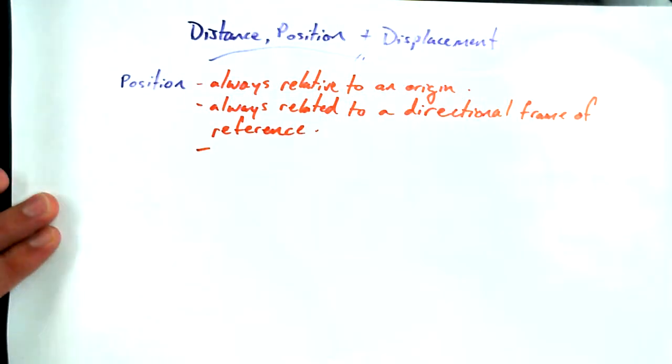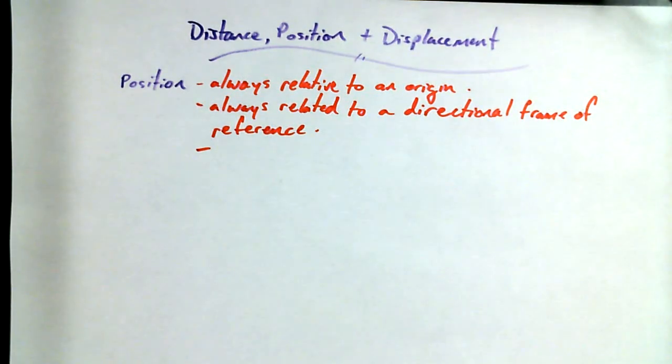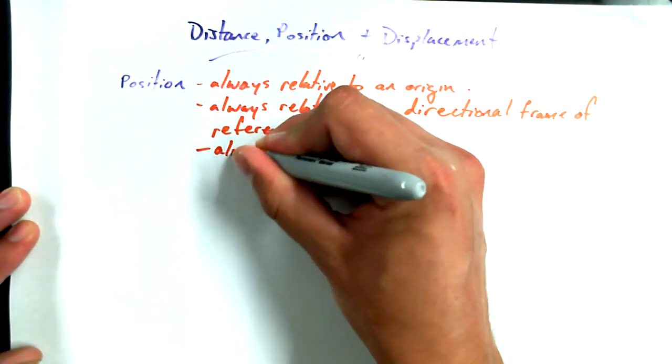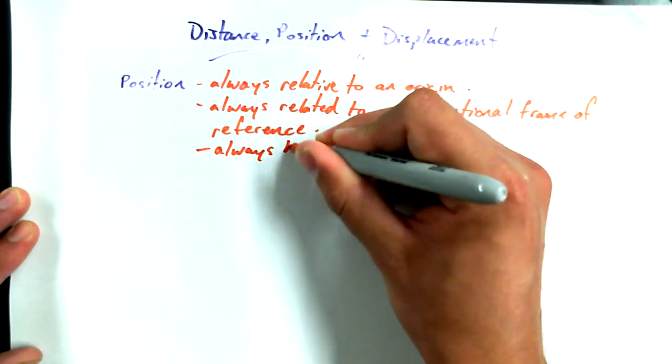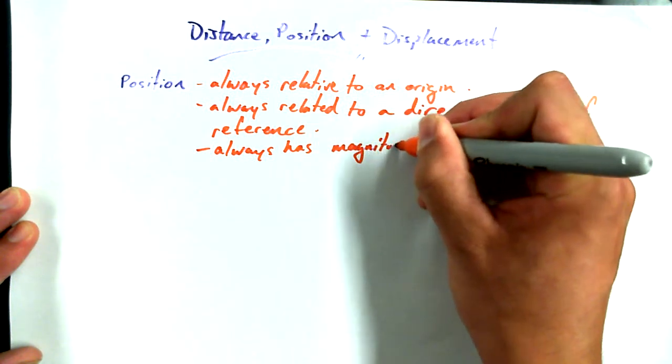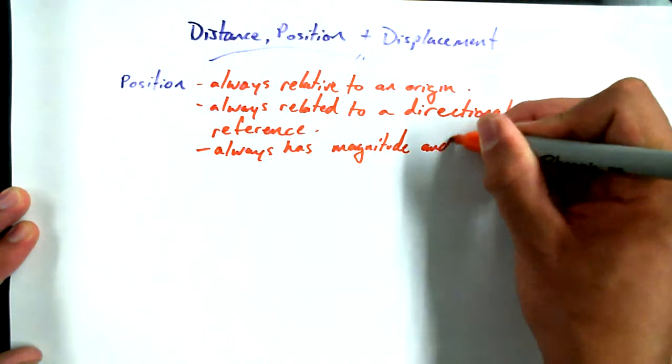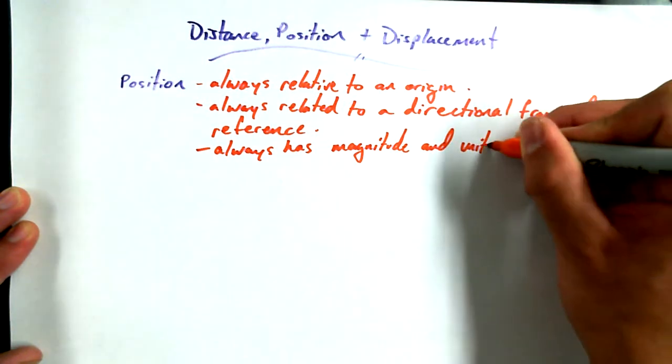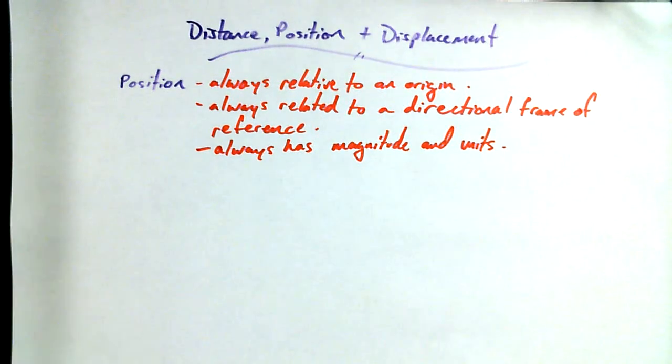It always has magnitude and units. And in most of our calculations, the units are going to be in meters. But frequently kilometers will creep in, centimeters. But we're always going to try and get it into meters.